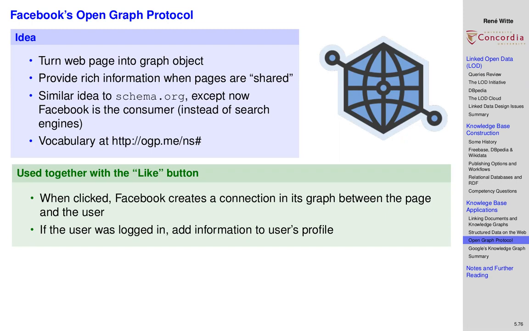Now, Facebook had a similar idea. Facebook is all about collecting data about you, about people. So the consumer now is Facebook, and they are using their own schema, their own vocabulary, not schema.org. They're using OGP, the Open Graph Protocol.